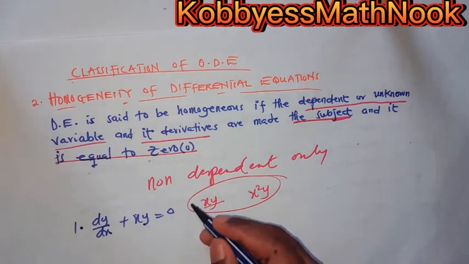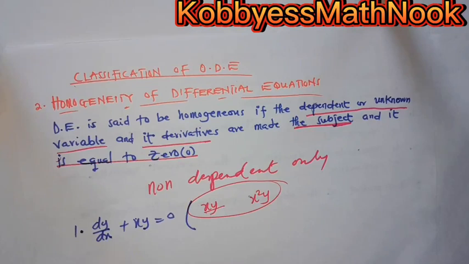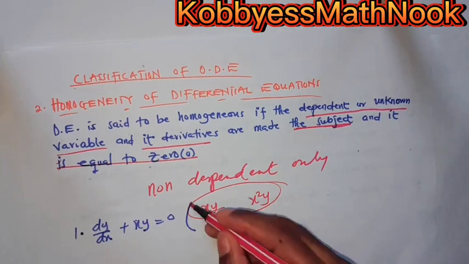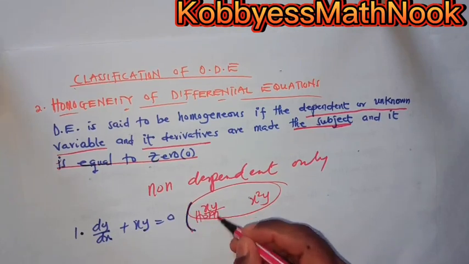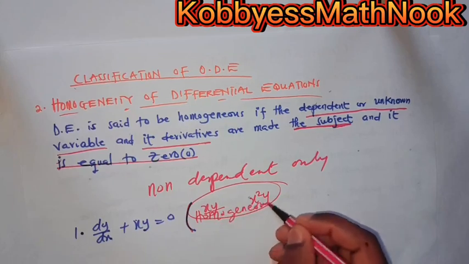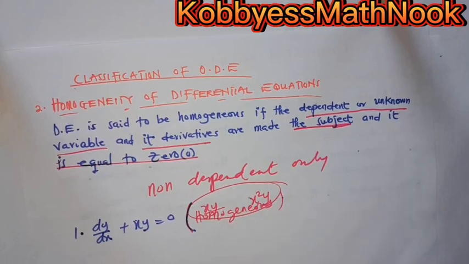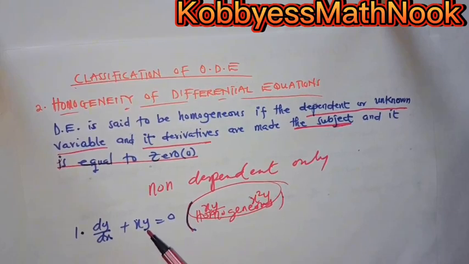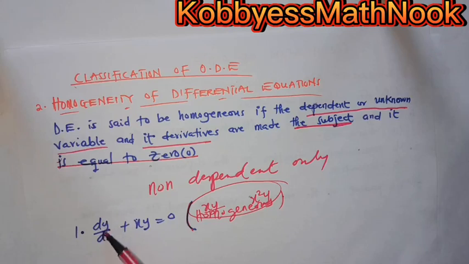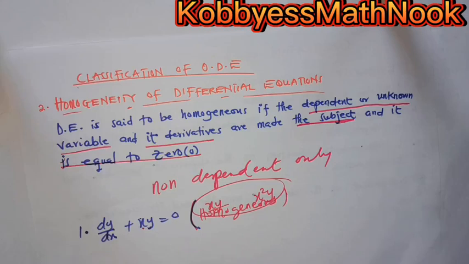This is homogeneous. Why? Because this involves the derivative of the dependent variable and a function of the dependent variable. Though there's x over here, the term is a function of the dependent variable, so it's homogeneous. Now let's look at a second example.